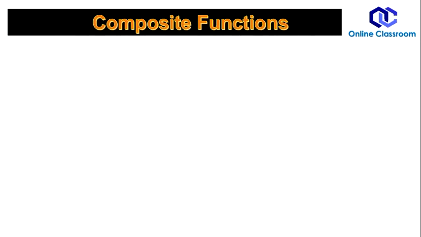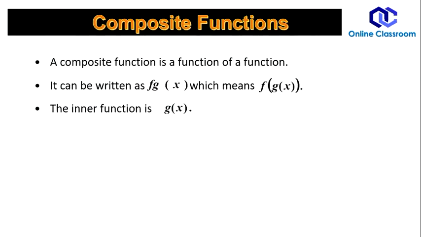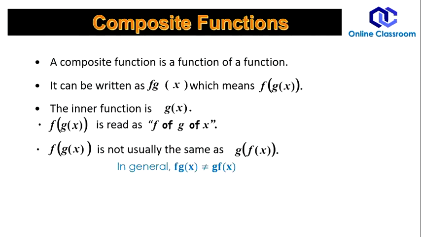Now moving further, these are the few steps in the case of composite functions. Composite function f of g, or f of g of x, same thing. The inner function is g of x. How do you read this f of g of x? And in general, f of g is not the same as g of f. If you change the order of composition, the result is not the same in general. There are exceptions also, but in general the two are not the same.